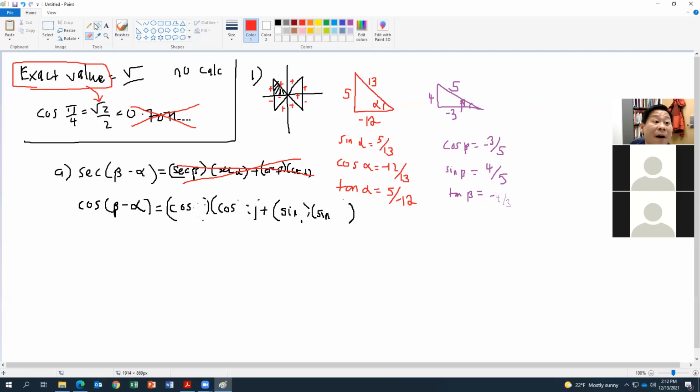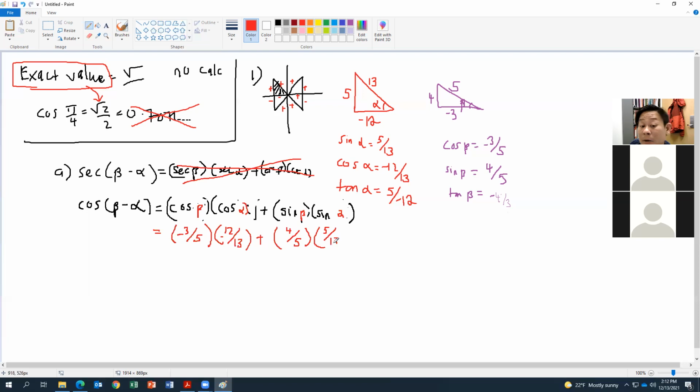So you use the alpha and beta that we just did here. So this should be beta, this should be alpha, this is beta, and this is alpha. So now you plug it in. So what is cosine beta in this case? Cosine beta is negative 3 over 5. And cosine alpha is this, which is negative 12 over 13. Plus sine beta is 4/5. And sine alpha in this case is 5/13.